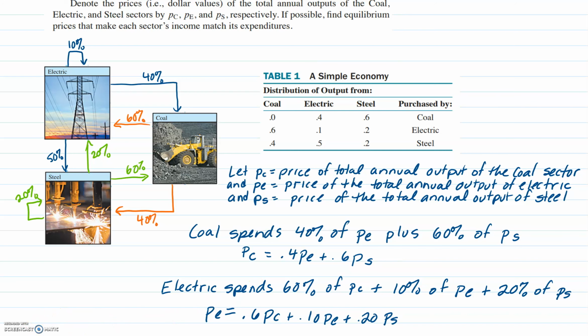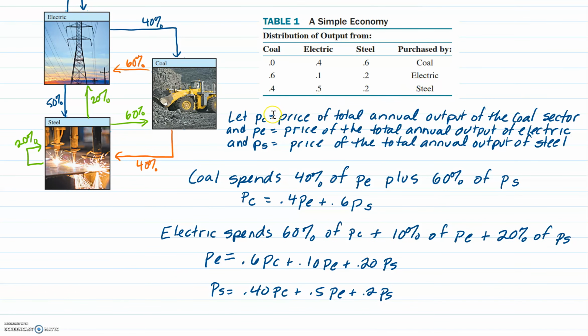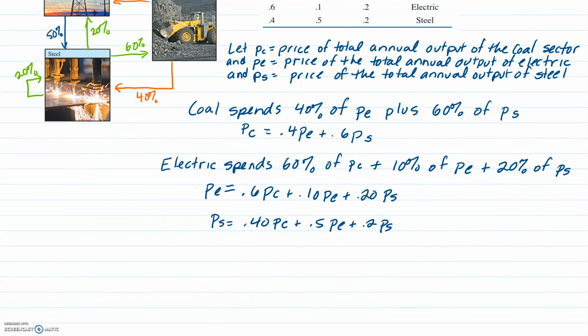And the same thing for the third. PS equals 0.4 of PC plus 0.5 of PE plus 0.2 of PS. So we have 3 equations and 3 unknowns. And I'm going to write this in order. PC first, PC, then I'm going to subtract that 0.4 PE minus the 0.6 PS.